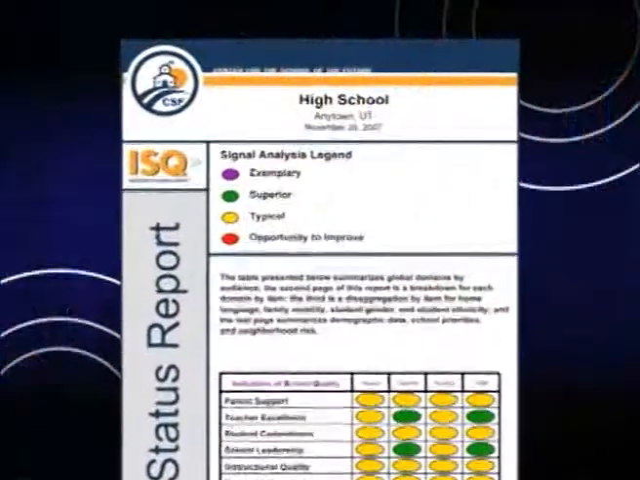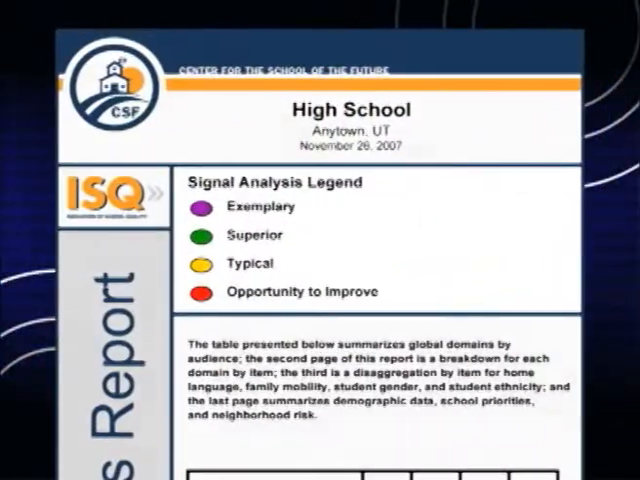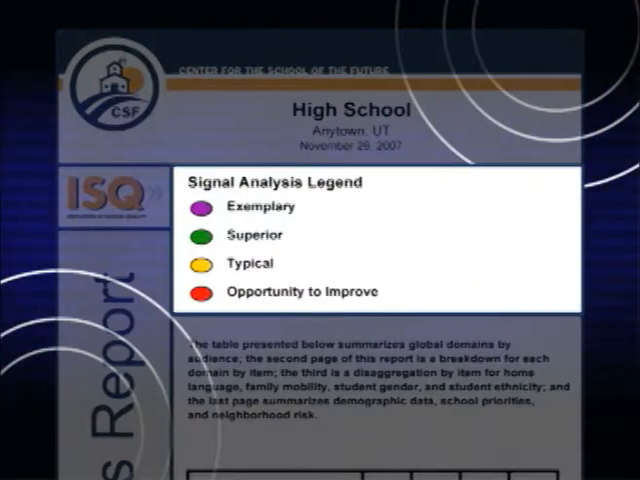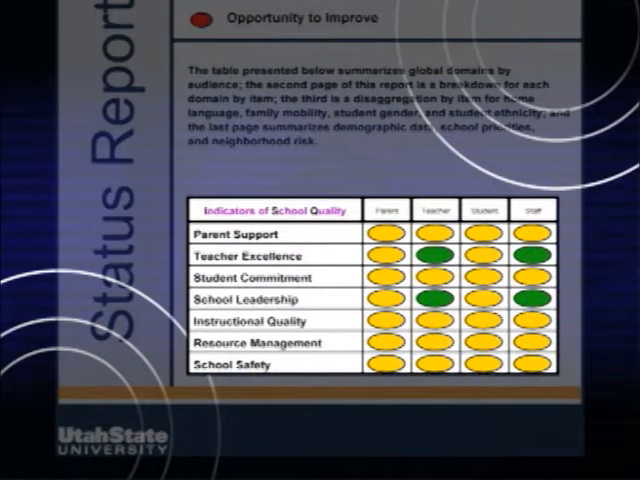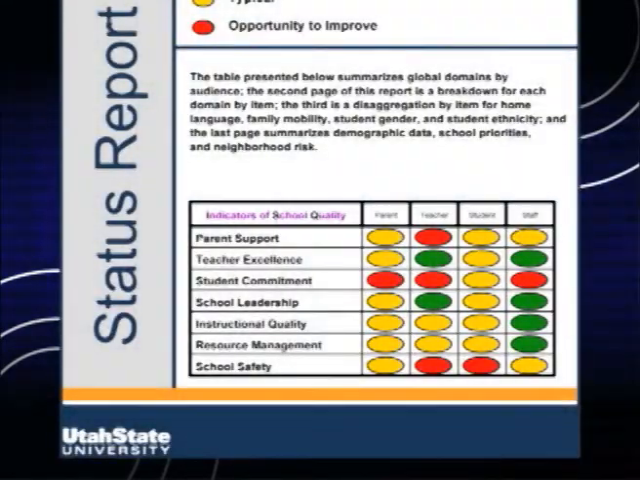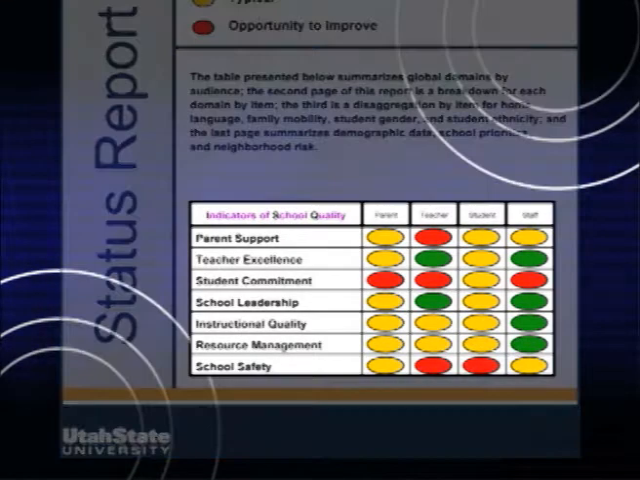The next thing to examine would be the first page, and it gives you an indication of the overall quality of the school. And again, you can see we use signal analysis to display whether or not a school is basically yellow, basically green, or has some areas where they need improvement. We can see from this school that the vast majority of the signals are yellow with a few areas of green.